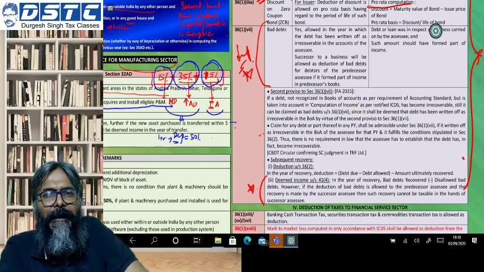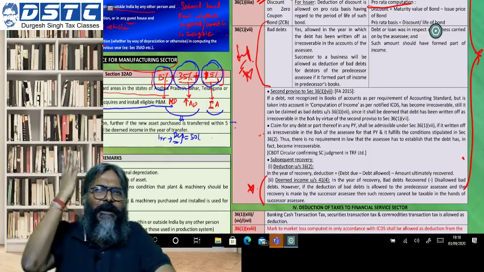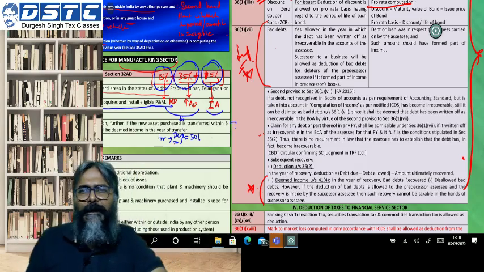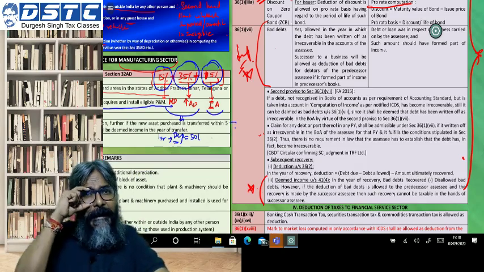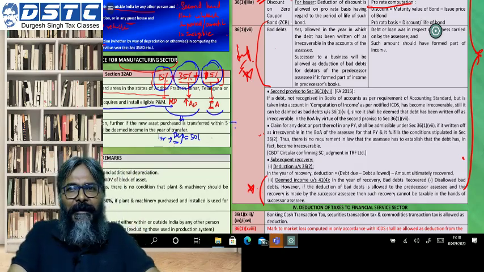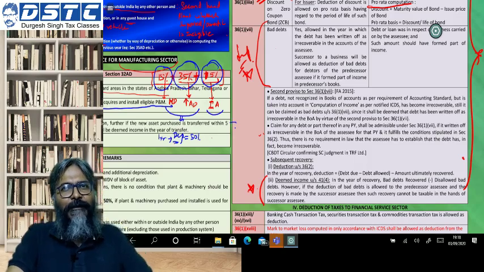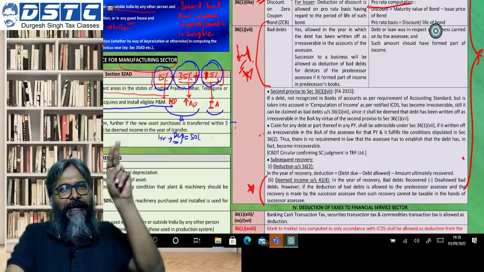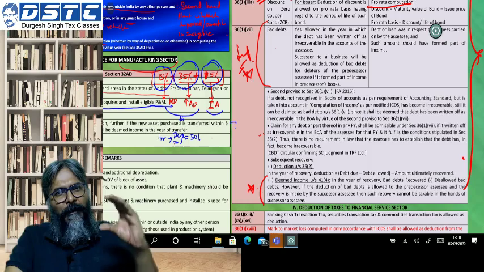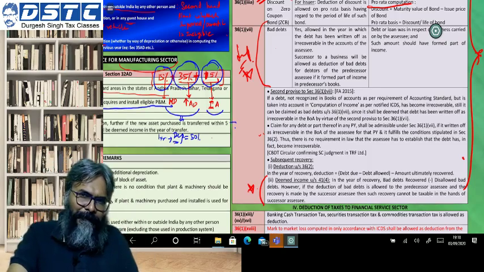Number one, simply visualize, students, there is a credit sale. And because of that credit sale, a debtor position would have been generated. So it is like the debtor's account debit to sales account. That is the position that will be determined.